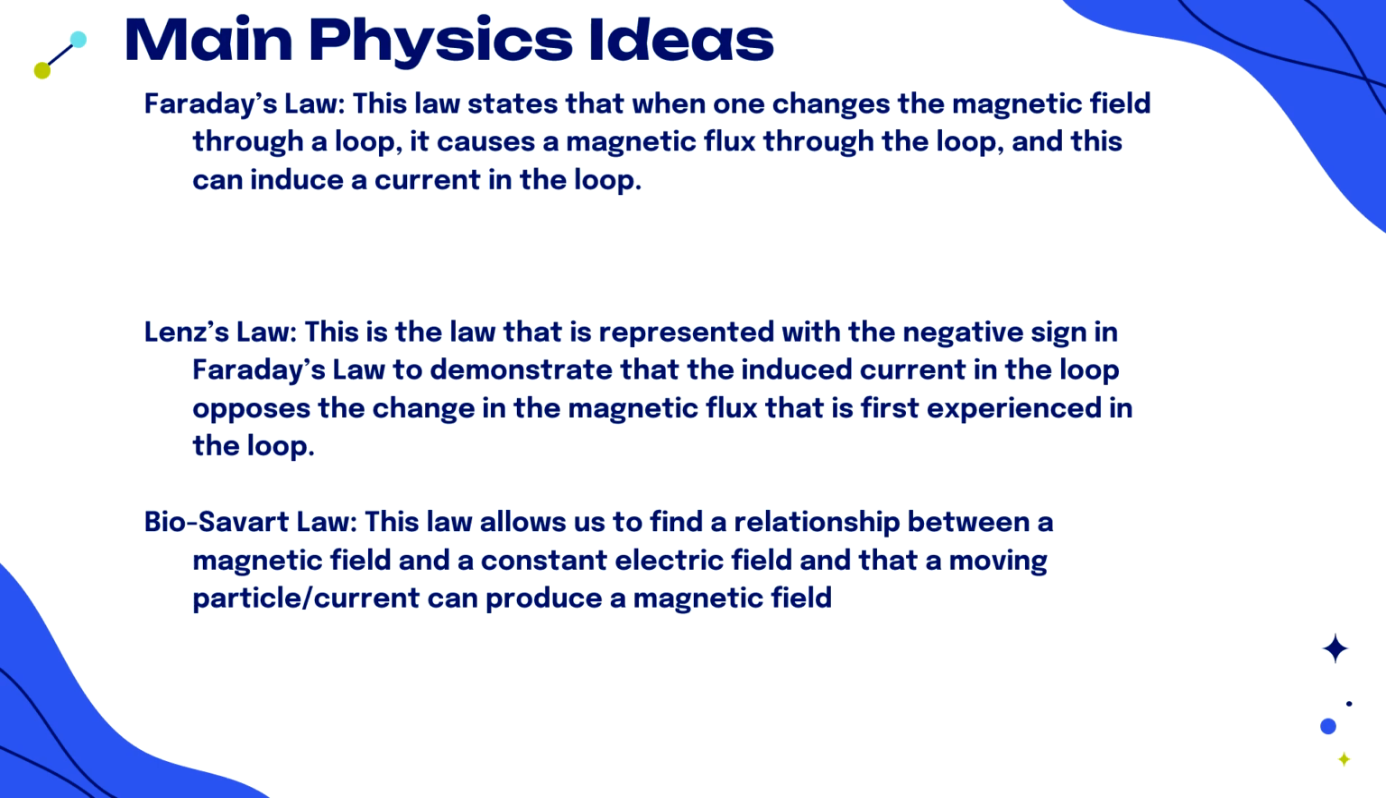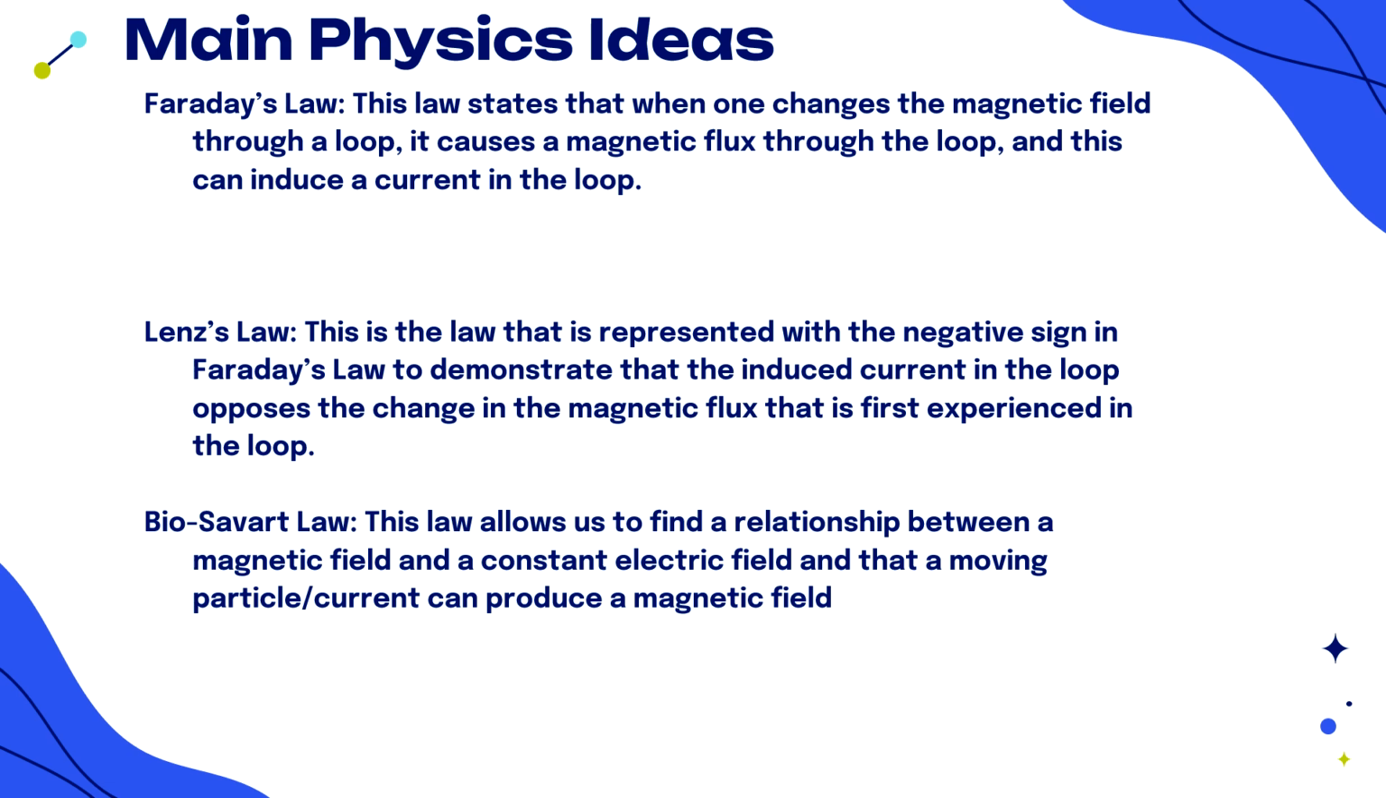So for main physics ideas, first we have Faraday's law, and this law states that when one changes the magnetic field through a loop, it causes a change in magnetic flux through the loop, and this can induce a current in the loop. Lenz's law is represented with a negative sign in Faraday's law to demonstrate that the induced current in the loop opposes the change in the magnetic flux first experienced in the loop. And the Biot-Savart law allows us to find a relationship between a magnetic field and a constant electric field, and that a moving particle or current can produce a magnetic field.